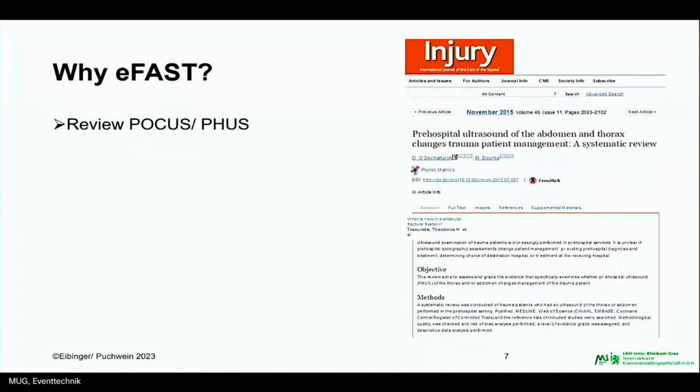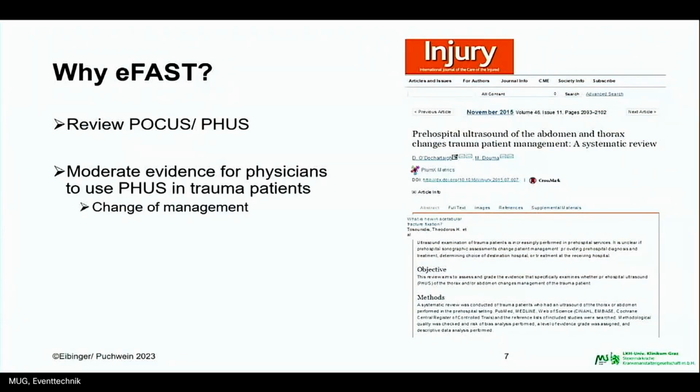If we, for example, find the pneumothorax, we usually do chest drain on scene. And if we have free fluid in the abdomen, it changed the management of the patient as well. And there was a moderate evidence that the pre-hospital ultrasound is good if physicians can perform it, and there's a change in the treatment in trauma patients, and there was no benefit for paramedics if they use the ultrasound on scene.